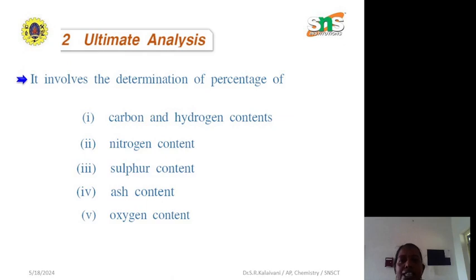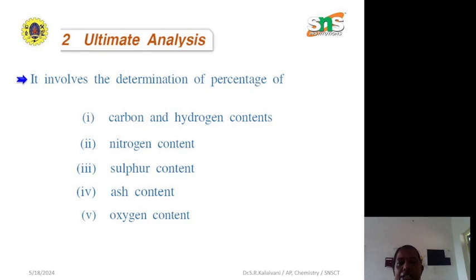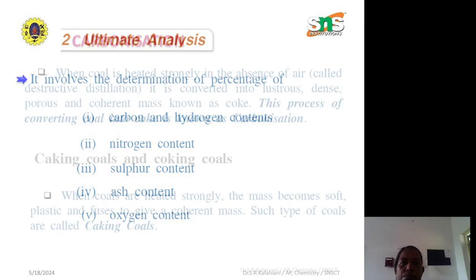Then the second one is ultimate analysis. Ultimate analysis involves the determination of the percentage of carbon, hydrogen content, sulfur content, nitrogen content, ash content and oxygen content. These two analyses are used to analyze the quality of the coal. Proximate analysis only analyzes the physical parameters, physical properties of the coal, but ultimate analysis is used to find out the chemical parameters of the coal.